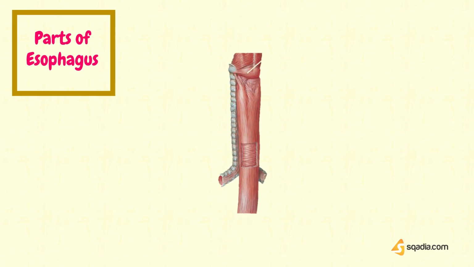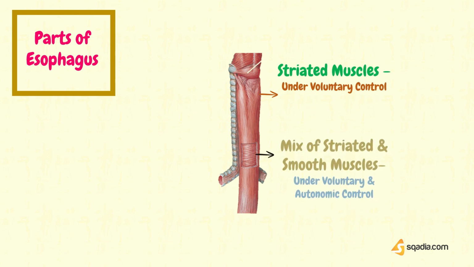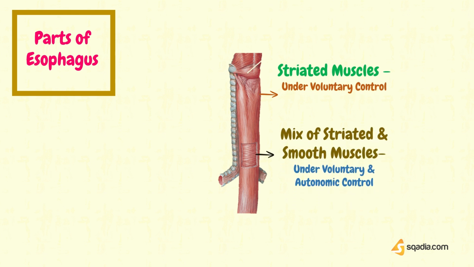The closer look at the anatomy of the esophagus shows that it comprises 3 parts. It has an upper part of striated muscles, which is under voluntary control. The middle portion has a mixture of smooth and striated muscles, where some of its parts are voluntary and some are autonomic. Then next comes the lower part, which is composed of smooth muscles and thus is under involuntary control.